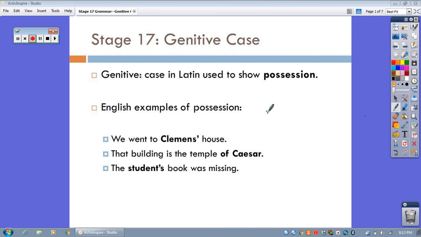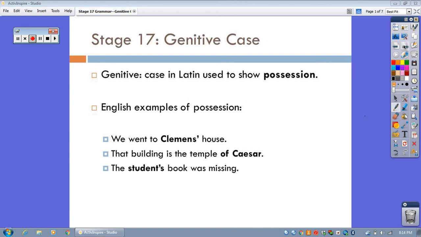I always like to start in English whenever we're talking about grammatical concepts, which might be a little abstract. So just look at these three sentences right here. We went to Clemen's house. That building is the temple of Caesar. The student's book was missing. All of these bold-faced words indicate some sort of possession, and if we were to translate those into Latin, the bold-faced words, in other words, the person who owns the thing, would be in the genitive case, right? Not the thing itself, but rather the person who owns it.